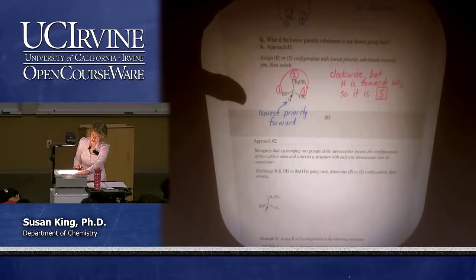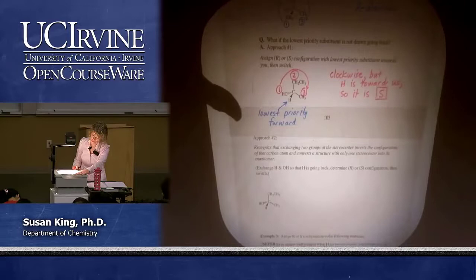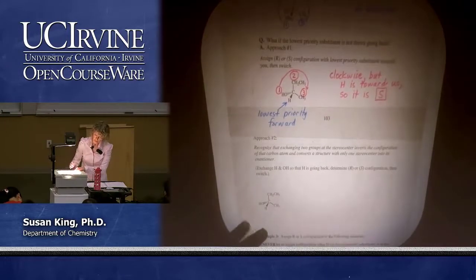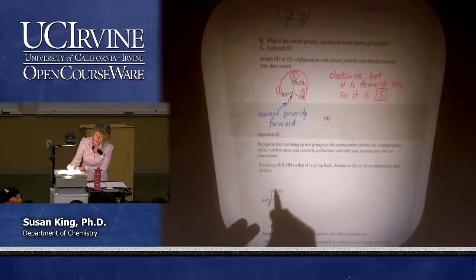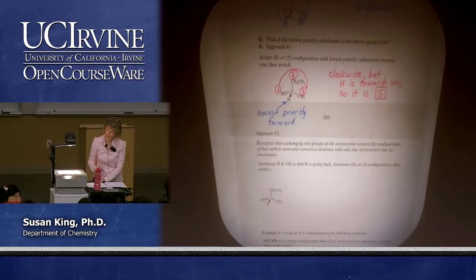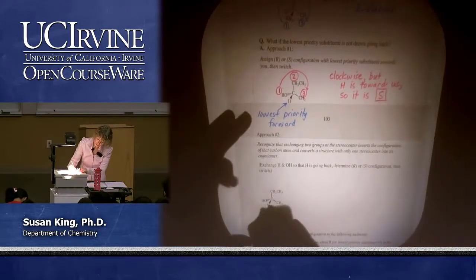Approach number 2: recognize that exchanging 2 groups at a stereocenter inverts the configuration of that carbon and converts a structure with only one stereocenter into its enantiomer. We already proved that last time, didn't we? We took an enantiomer, we took out 2 bonds, and then we switched the 2 bonds and we made the other enantiomer. Right? We did that on the Elmo. So that's one of the things that we can do. We can exchange the hydrogen with the hydroxyl so that the hydrogen's going back. We determine the RS configuration, and then we switch it back again because once we switch 2 groups, we've changed the configuration. So I'm going to exchange these 2 groups.